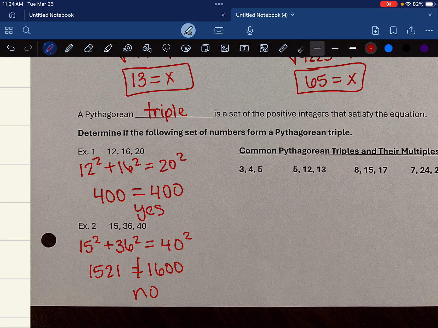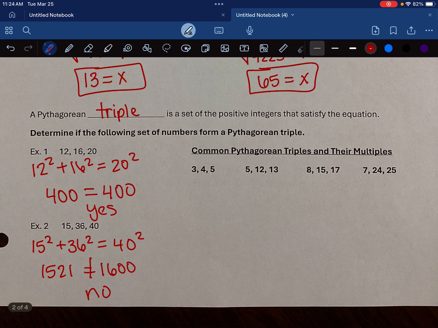Now, I'm not going to spend a lot of time on this right here, but over on the side, it gives you a list of common Pythagorean triples. Okay. I am going to draw some lines between, because we're going to write some more things under this.